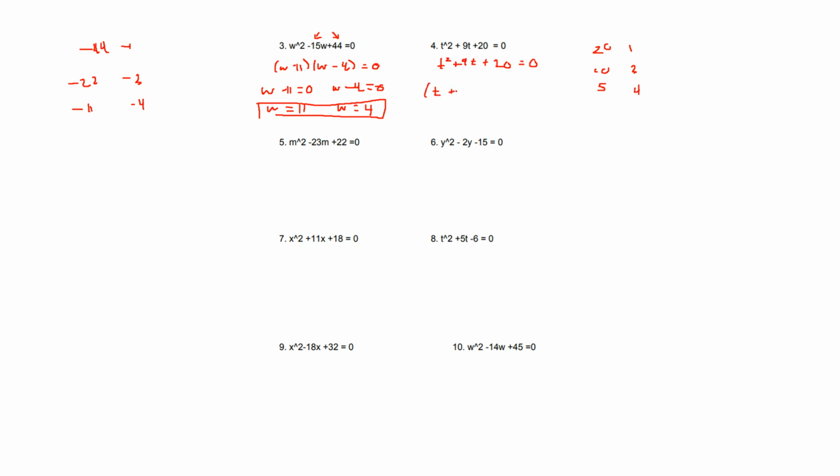So t plus 5 times t plus 4 equals 0. T plus 5 equals 0. Solve for t, t equals negative 5. T plus 4 equals 0. If we solve for t, it becomes t equals negative 4 for our answer.